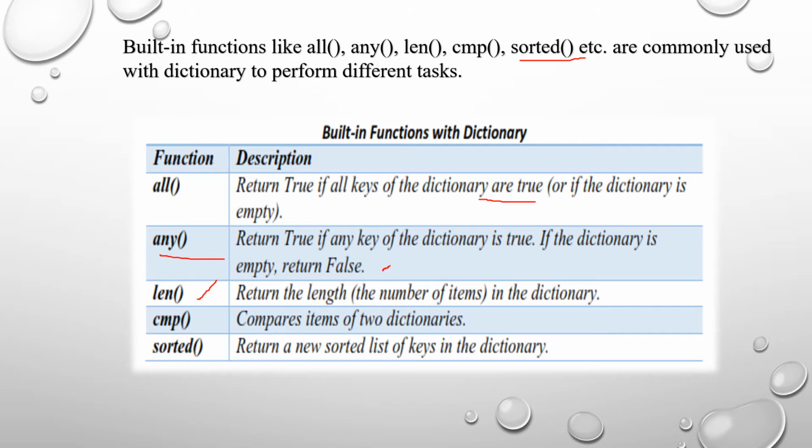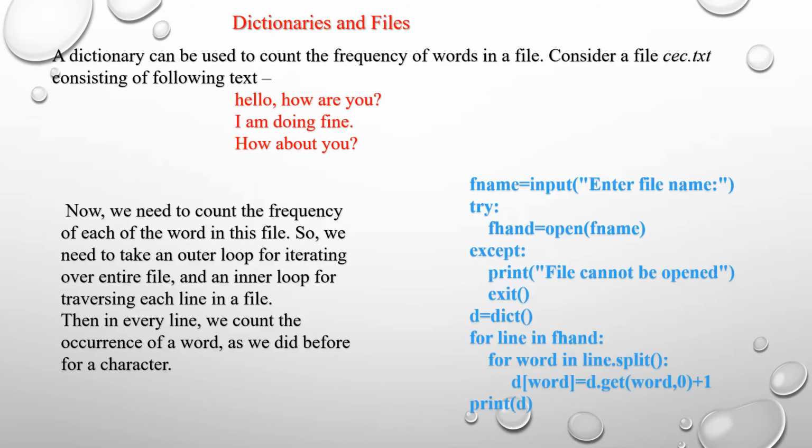The len function returns the number of items in the dictionary. The comparison function compares the items of two dictionaries, and the sorted function returns a new sorted list of the keys in the dictionary. So these are some functions available for dictionaries. Now we will look into dictionaries and files. A dictionary can be used to count the frequency of words in a file.